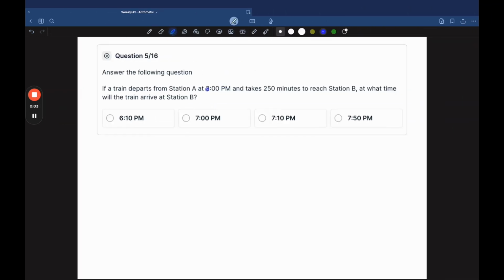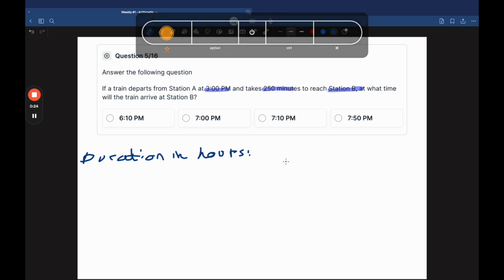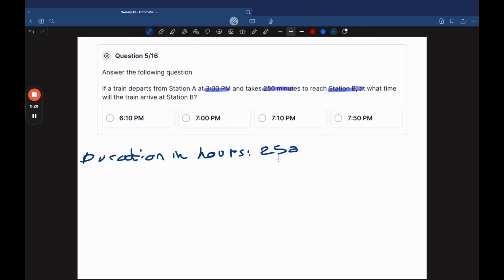Question 5. Step 1. Identify the problem. A train departs from Station A at 3 p.m. and takes 250 minutes to reach Station B. We need to find the arrival time at Station B. Step 2. Convert minutes to hours and minutes. First, convert 250 minutes to hours and minutes. 250 minutes divided by 60 minutes per hour equals 4 hours and 10 minutes.